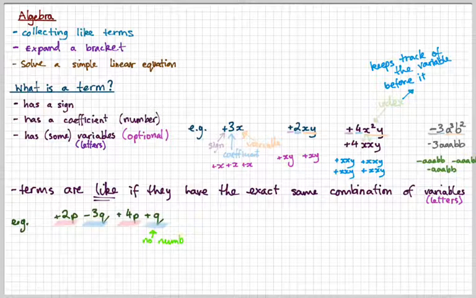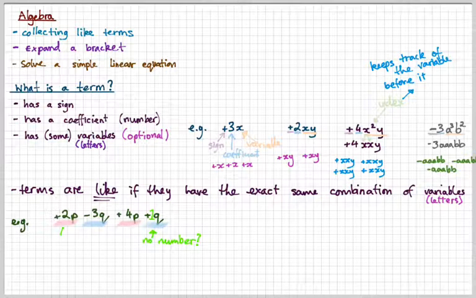So you will notice that this term doesn't have a number. Okay? But in maths we get lazy, and because it's plus q, what we really mean is plus 1q. So there is a number there, we just chose not to write it because we're a bit lazy.